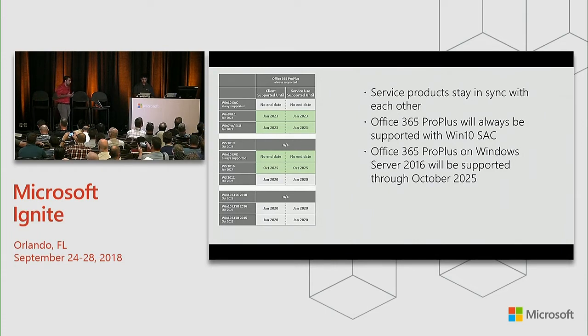Specifically to virtual environments, there's two big areas that we see customers deploying it. Today, and prior to the announcement of Windows Virtual Desktop, what we primarily see is customers deploying or trying to deploy Office 365 on some edition of Windows Server. So the announcement that we made on September 6th was explicitly that Office 365 ProPlus is supported on Windows Server 2016, and that it will be supported on Windows Server 2016 through October 2025.